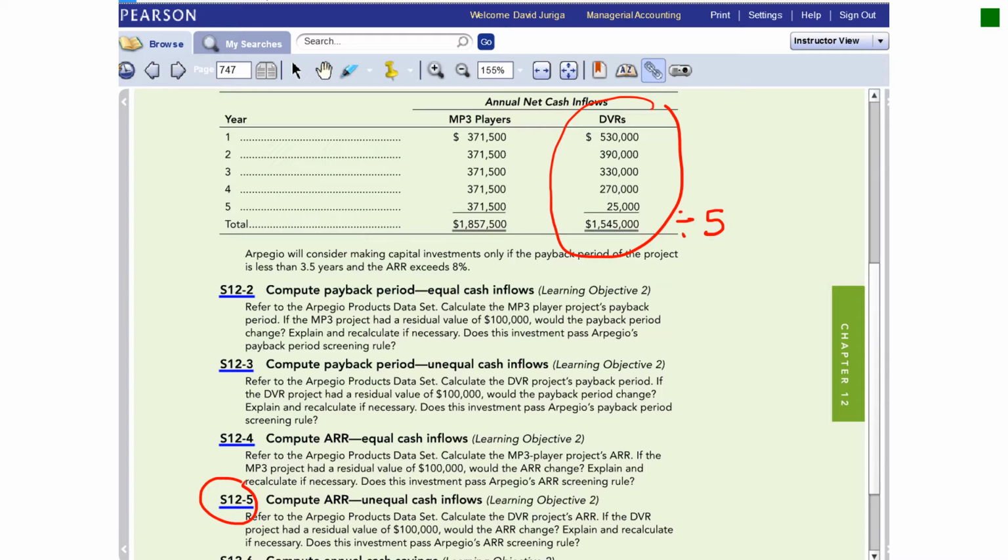Other than that, that's the part that changes, because it's unequal cash flows, you come up with your average by dividing by 5 in this case, but everything else is going to be the same.